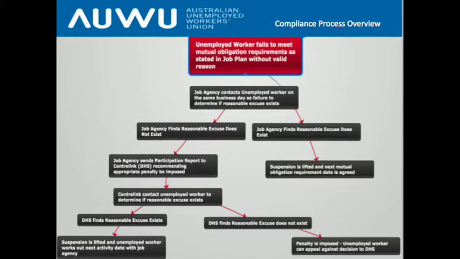So that hopefully gives a broad overview of how the system is meant to work. That's very important to emphasize. This is how it's meant to work. There are two levels of checks and balances where job agencies are meant to contact unemployed workers to see if a reasonable excuse exists, and then Centrelink are also meant to contact the unemployed worker to see if a reasonable excuse exists. What we're seeing overwhelmingly on the ground is that that's not happening.